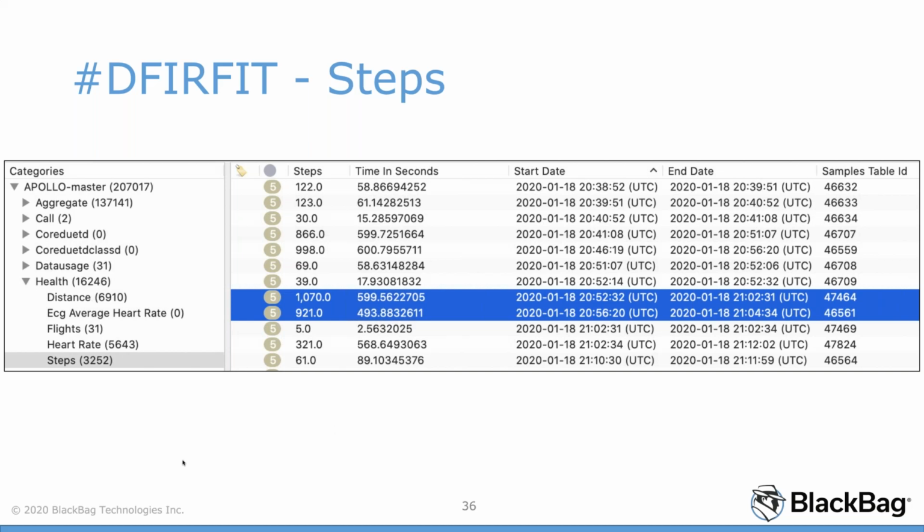So this is an example of one of these. One recorded 1070 and one recorded 920, and it's about the same time frame. What the heck is going on here?